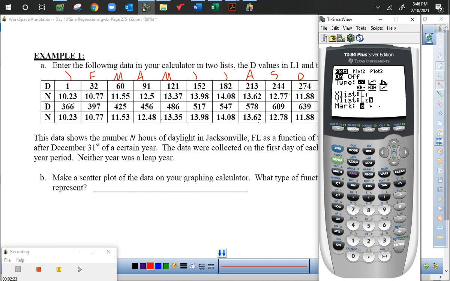We want to make sure our calculator has a good window to make sure our points show up, and there's a built-in function under Zoom, so go ahead and hit Zoom.